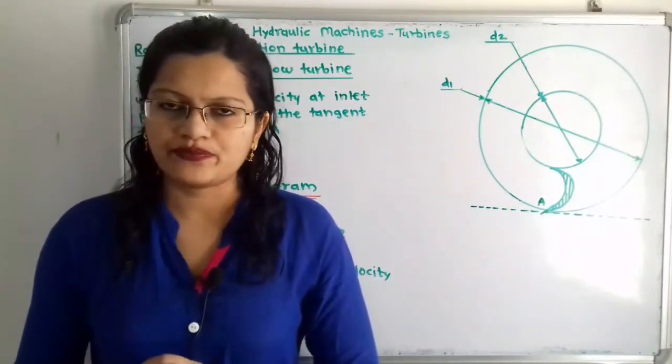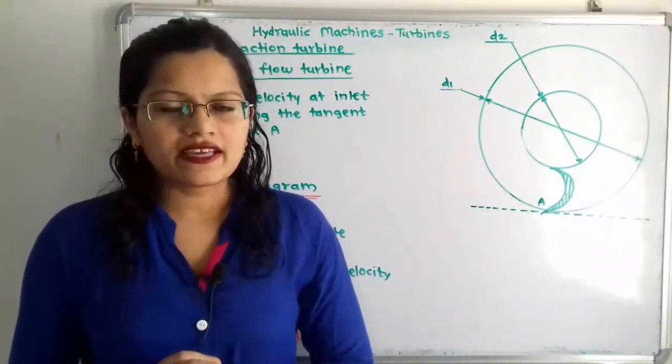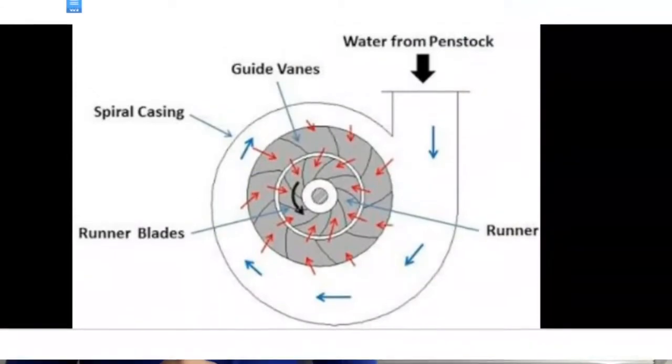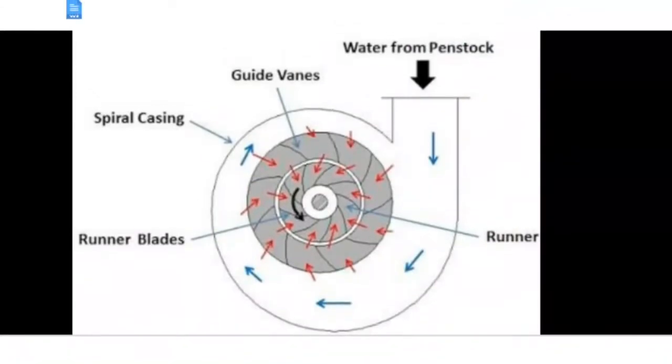of diagram. Now if we observe the diagram, the water from the casing enters into the guide wheels in which there are the stationary vanes. And what is the work for these stationary vanes? These vanes direct the water from the casing towards the runner, and in the runner there are moving vanes.